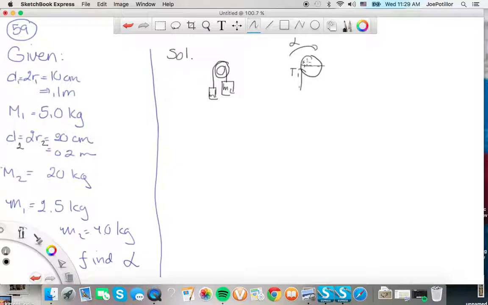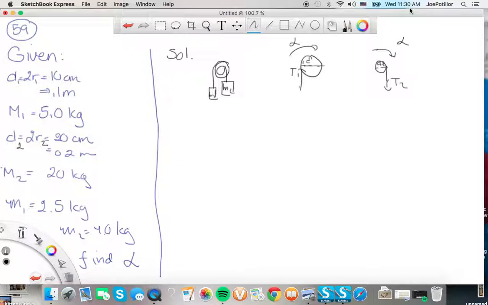And this is our diameter D. The smaller cylinder, which will be over here, that will be D2. And this will be T2 going down like this, and angular acceleration again directed that way. And we'll take care of that later.